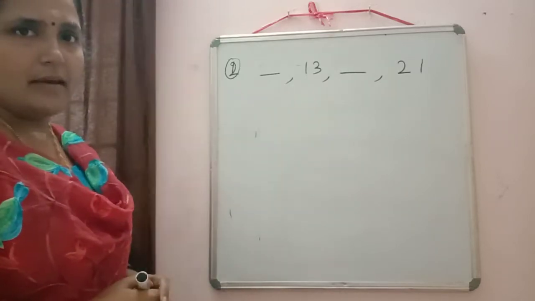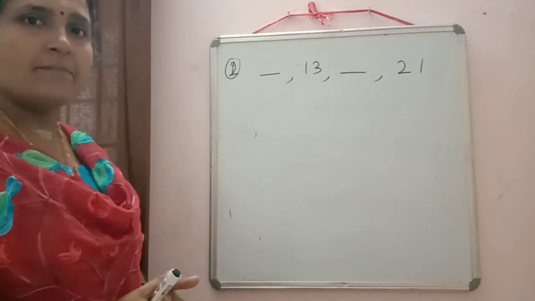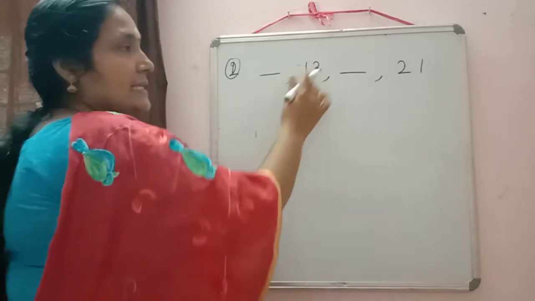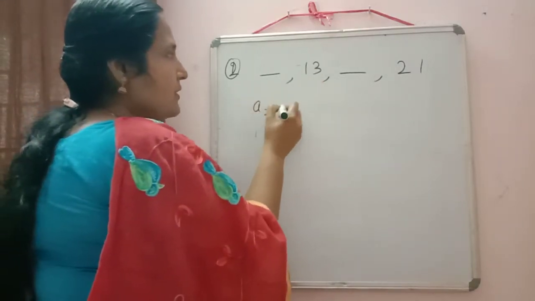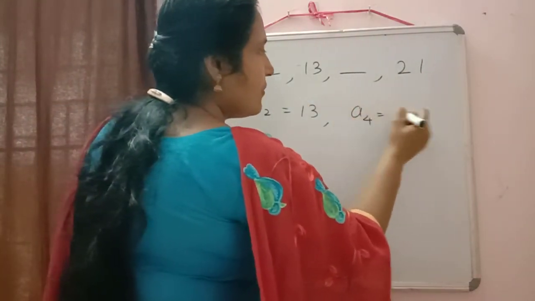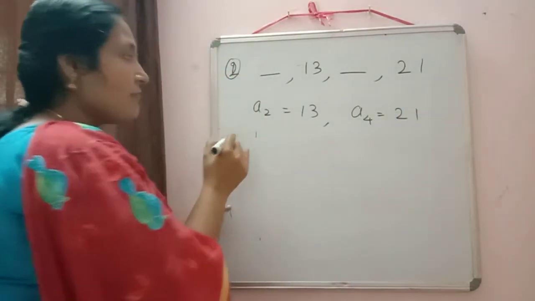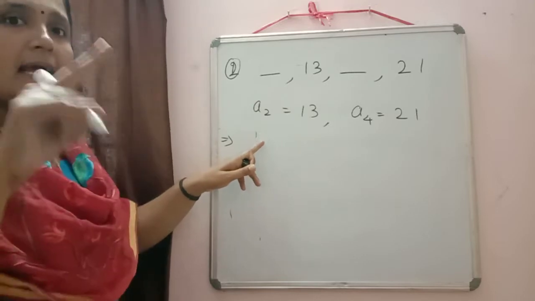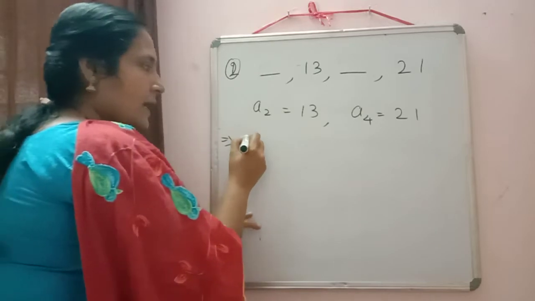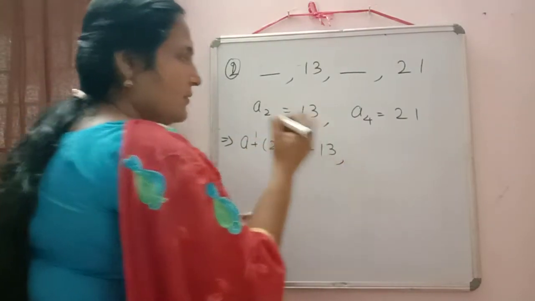A is not given. So we will take the first term of the AP as A and common difference as D. What are the things given that we can write down first? What we have? Second term. So we will write here A2 is equal to 13 and fourth term, that is A4, A4 is equal to 21. Now according to our formula of AN, that was A plus n minus 1 into D, what will come? A2 will come A plus 2 minus 1 into D is equal to 13.